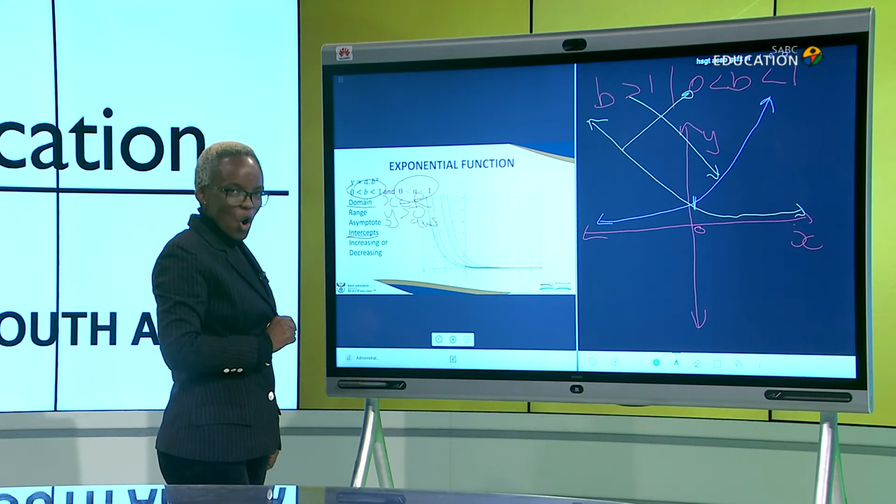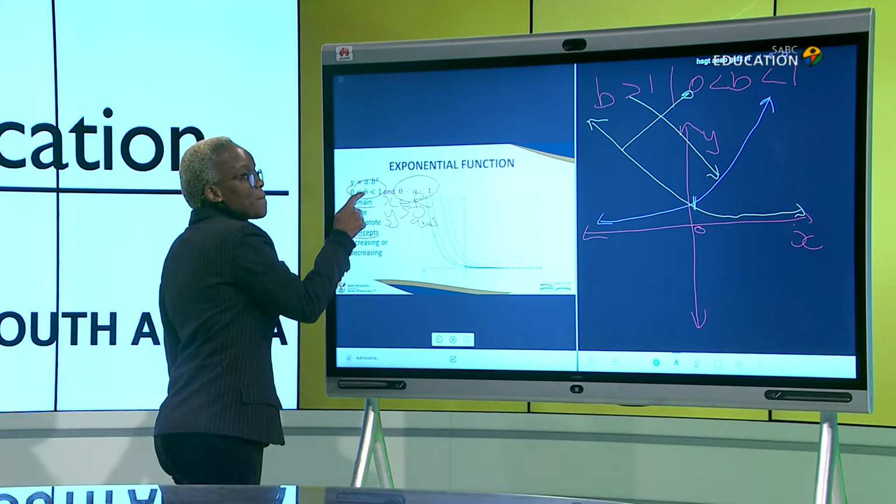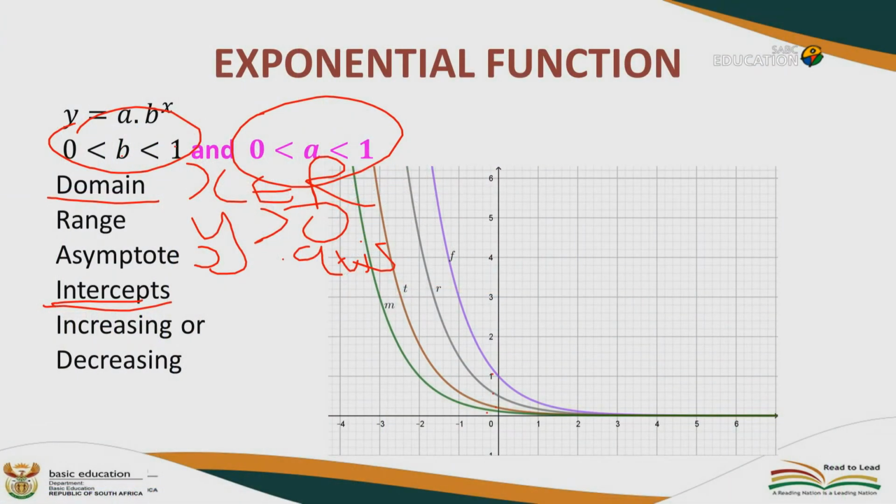y-intercept. Decreasing or increasing? Because our b is greater than 0 and less than 1, we said when b is a proper fraction, it's a decreasing function. We can see it decreases. So it still remains a decreasing function.